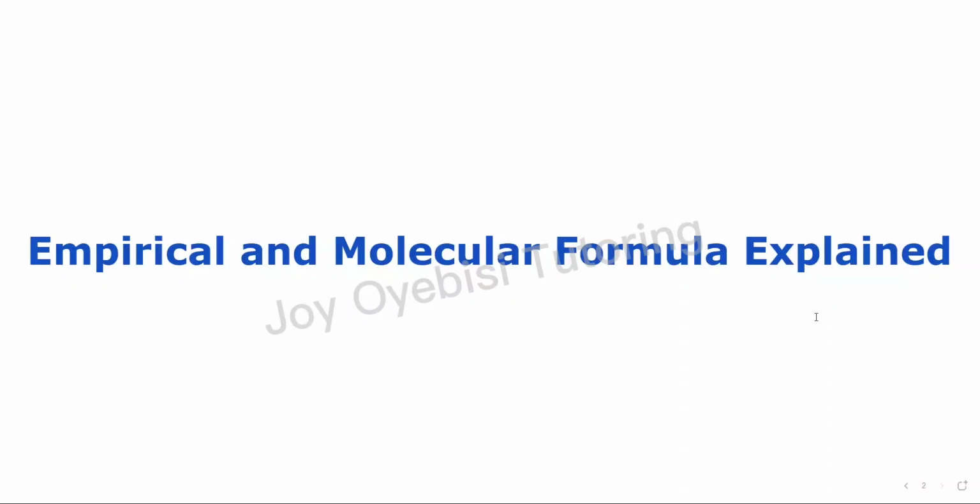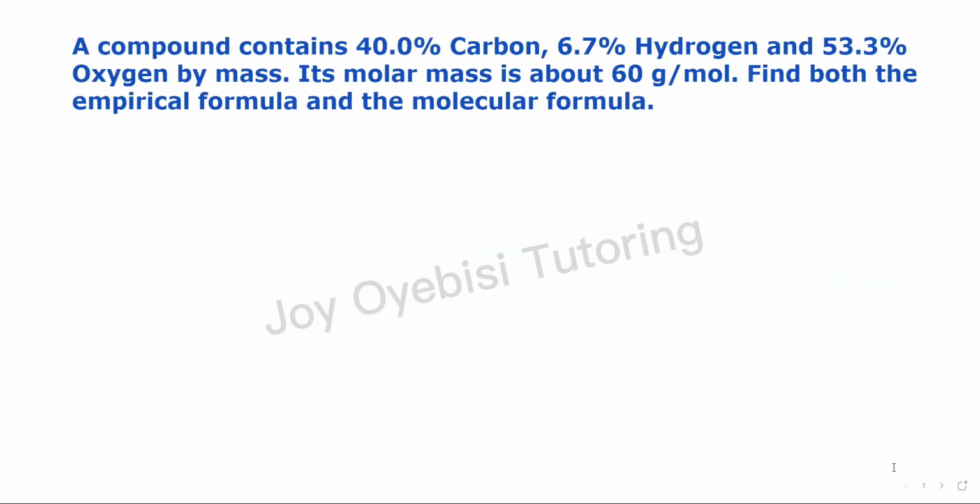In today's video, I'm going to be showing you how to calculate empirical formula and molecular formula. The question here says a compound contains 40% carbon, 6.7% hydrogen, and 53.3% oxygen by mass. Its molar mass is about 60 grams per mole. Find both the empirical formula and the molecular formula.